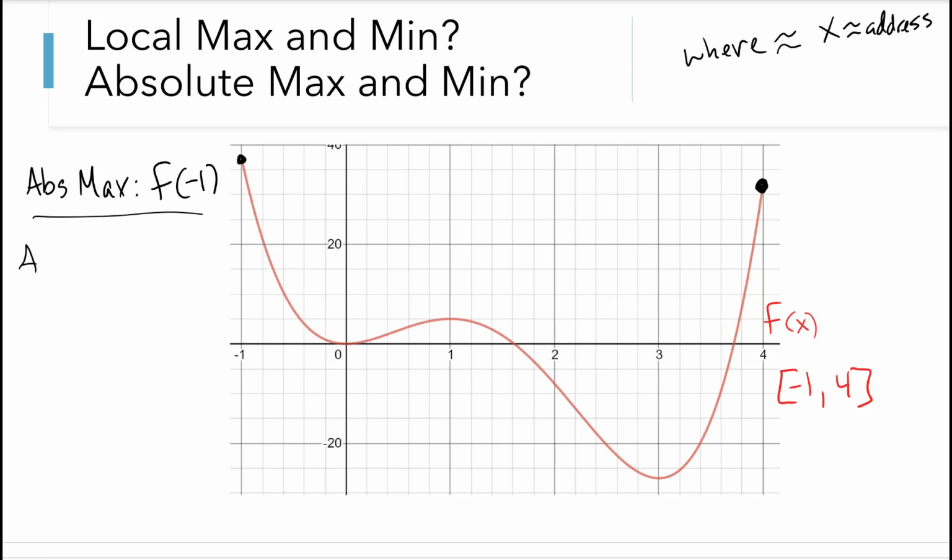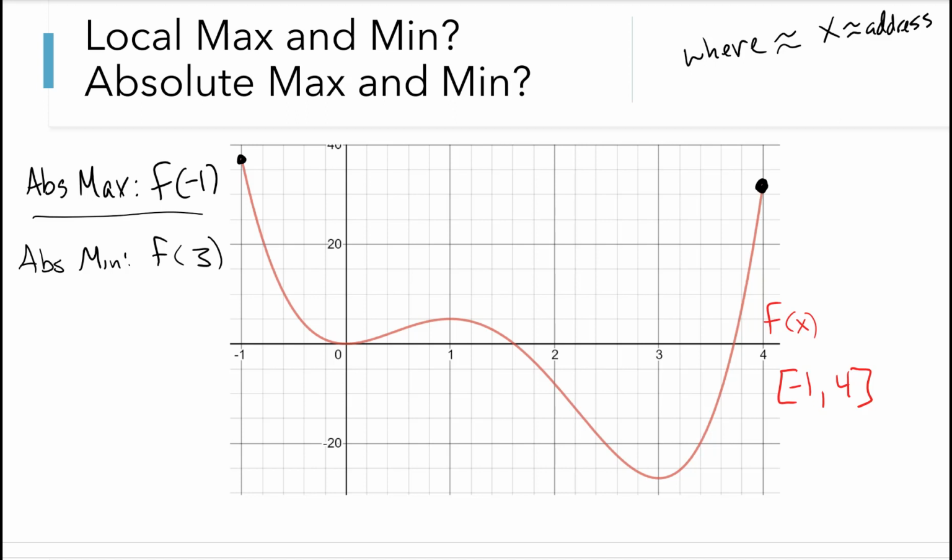Now let's talk about our absolute min. So we're looking for the smallest value. We're going to pop its address on in there. Absolute min. So we look around and we're like, get smaller, smaller, smaller. Like right down here, huh? At x equals 3. So we will pop in that at 3 we have our absolute min.